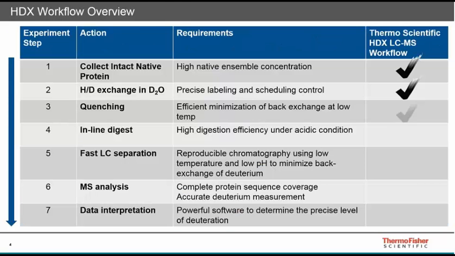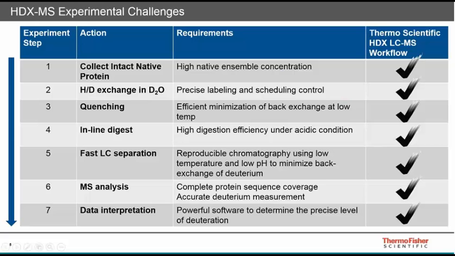There are a number of experimental challenges involved in this workflow. First of all, the protein of interest that's used for the study has to be in a rather high concentration because it's diluted in D2O for the exchange of hydrogen for deuterium. It also has to be in its native form, so that means no acids or organic solvents can be involved because that would disrupt the three-dimensional structure. The exchange of hydrogen versus deuterium, also called the labeling reaction, needs to be really precisely timed because the shortest labeling times are typically just a few seconds.